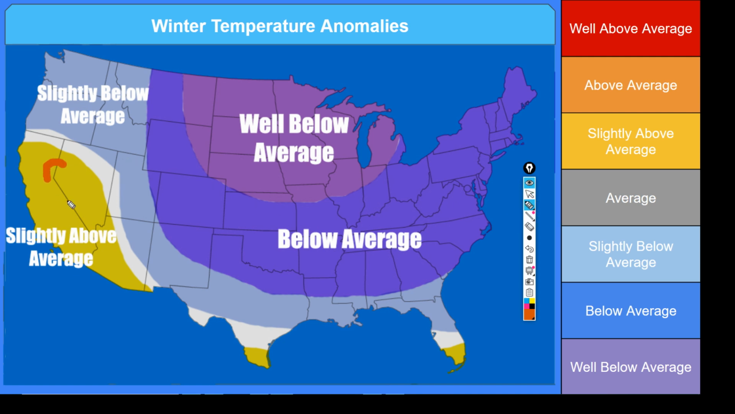We're looking at slightly to well above average, below average temperatures for the eastern United States. Most of the United States, except for California, Nevada, Arizona, parts of New Mexico, southern Texas, and southern Florida, is going to be well to moderately below average, some portions slightly below average. Then we have some slightly above average temperatures for the areas I just named.